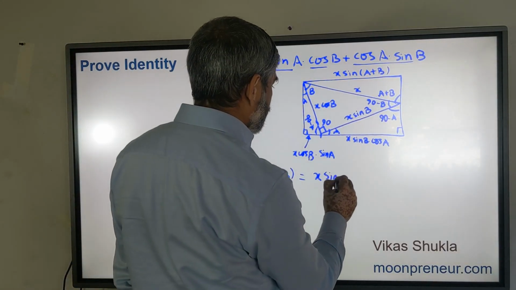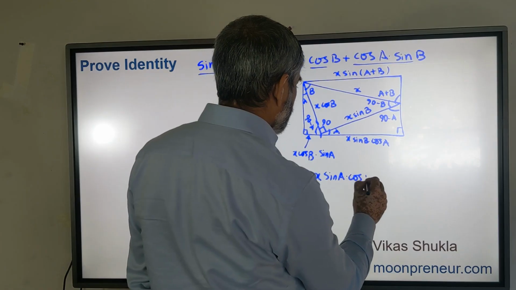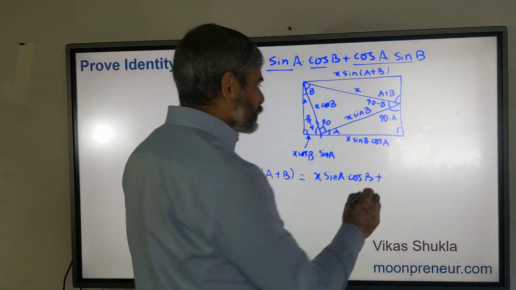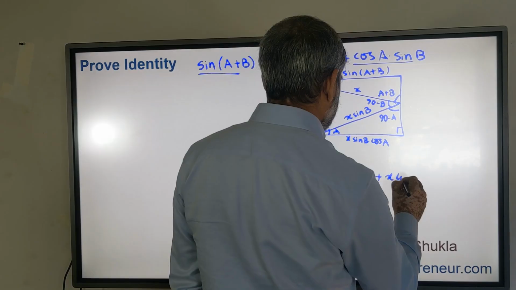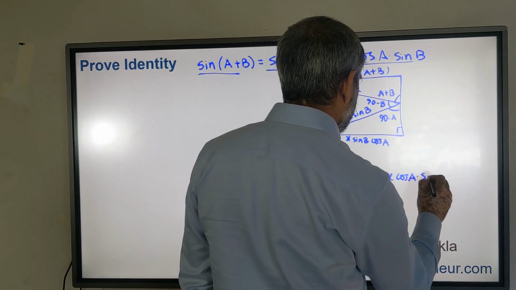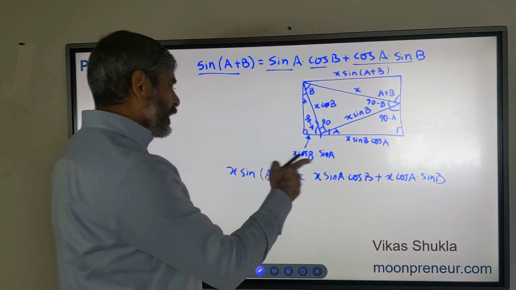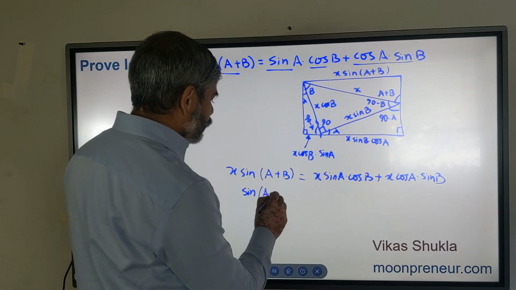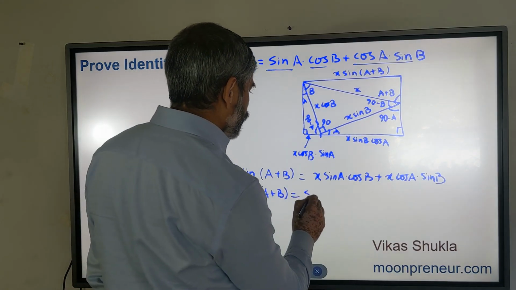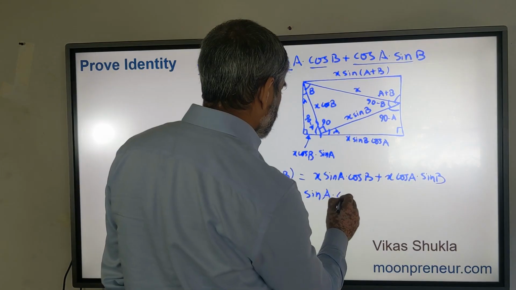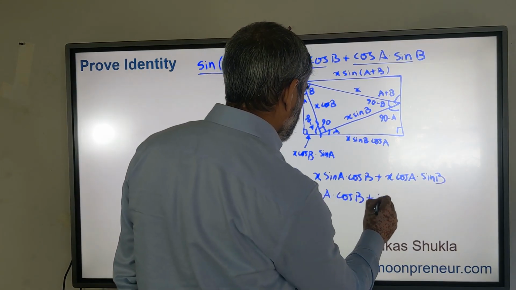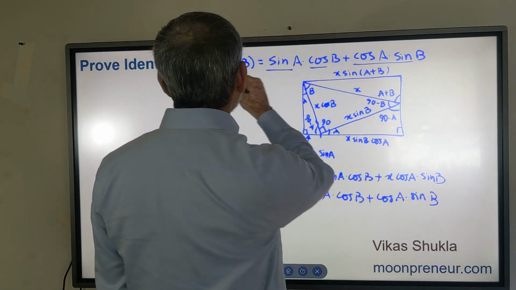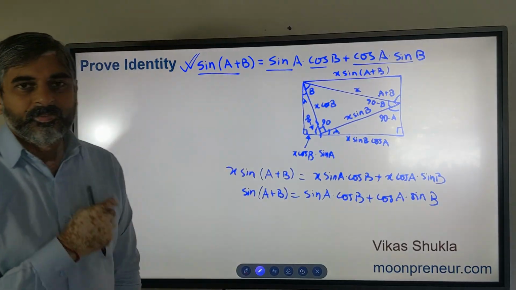x sin A into cos B, and I'll also reverse this one, so I can write x cos A into sin B. Now I can cancel x from here. You get sin(A+B) is equal to sin A into cos B plus cos A into sin B. And this is what this identity is.